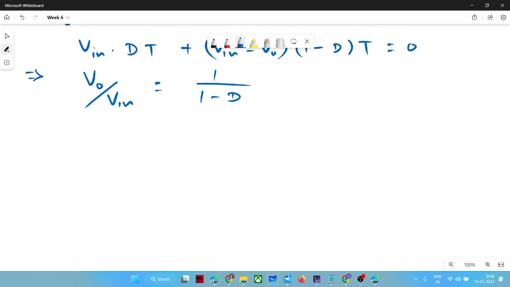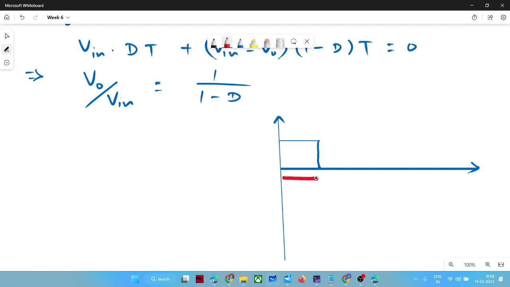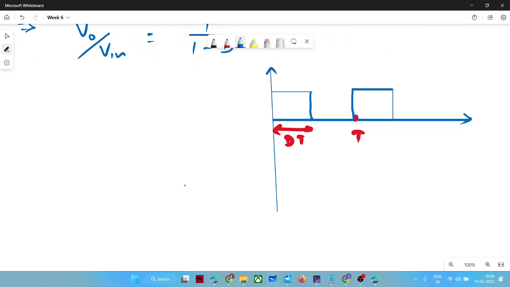Let me plot the curve here. This kind of pulse would be provided, and the duration of the pulse would be DT. Here it is T, and it will be repeated after every period T. If that is the case and our input is DC, so it will be constant.